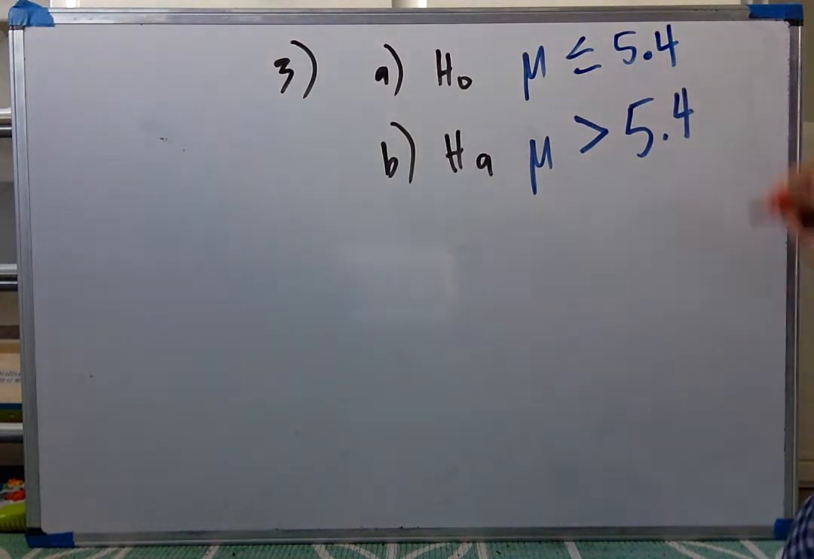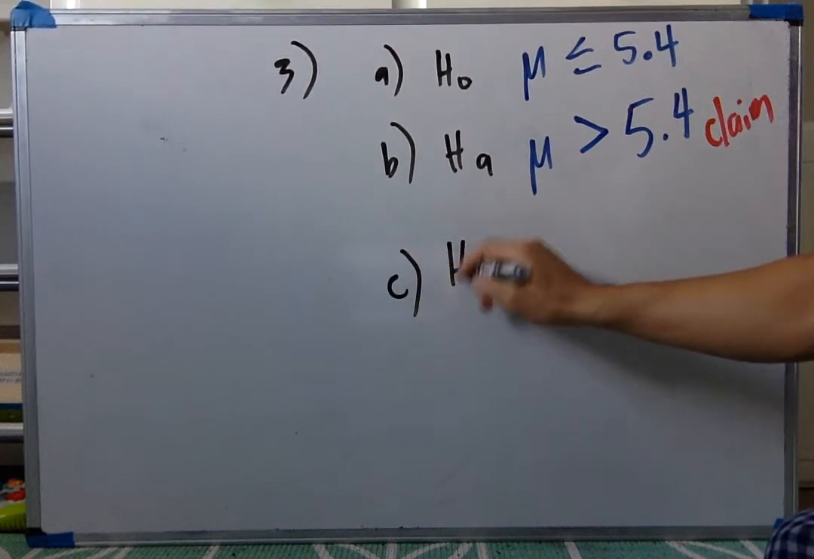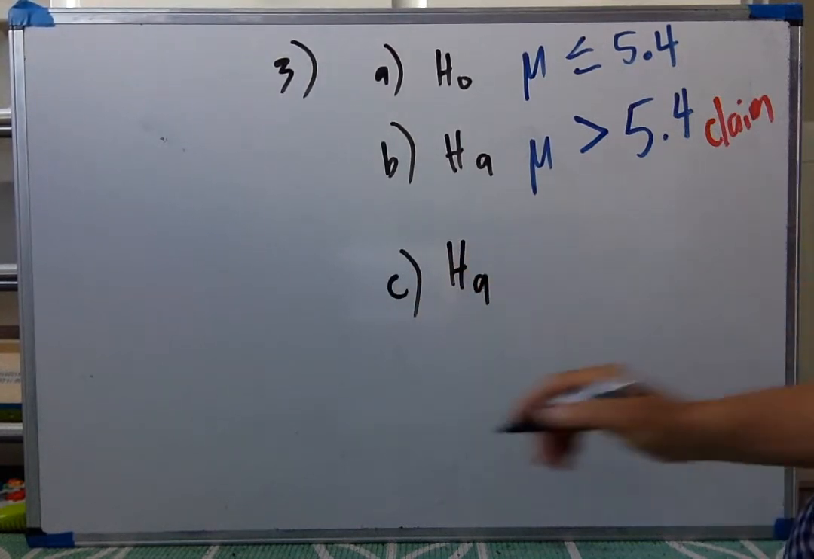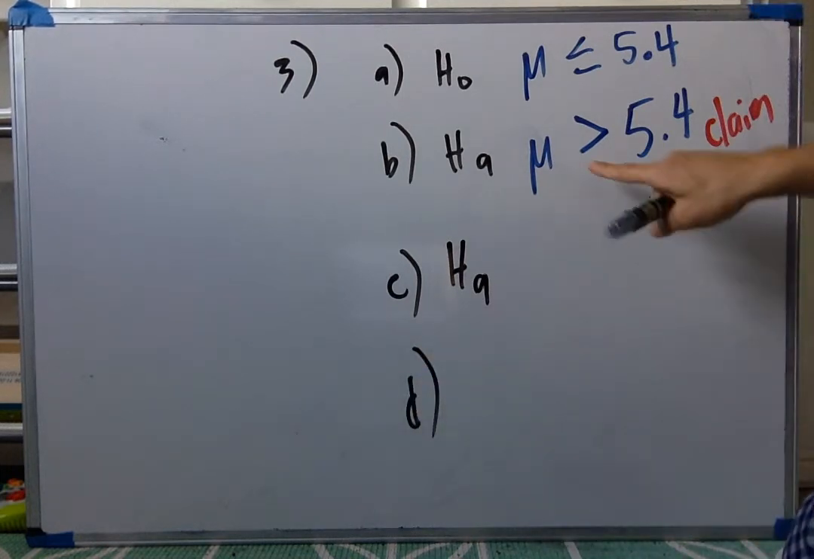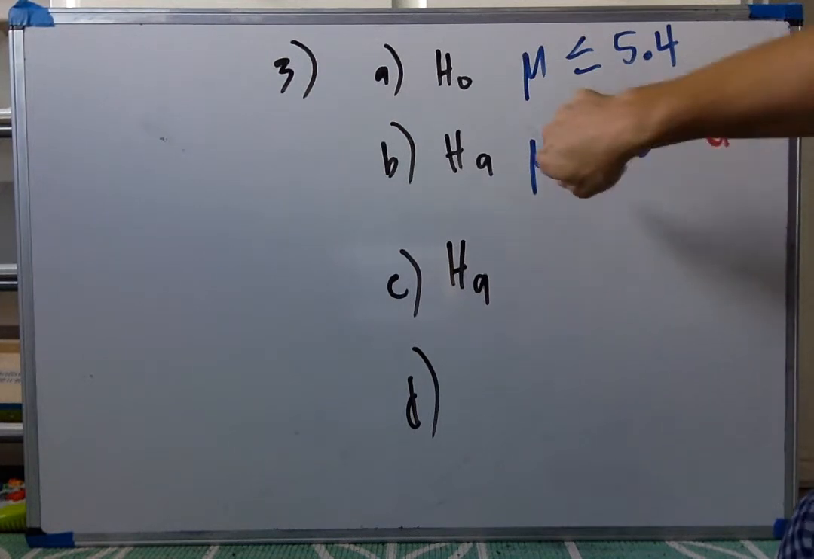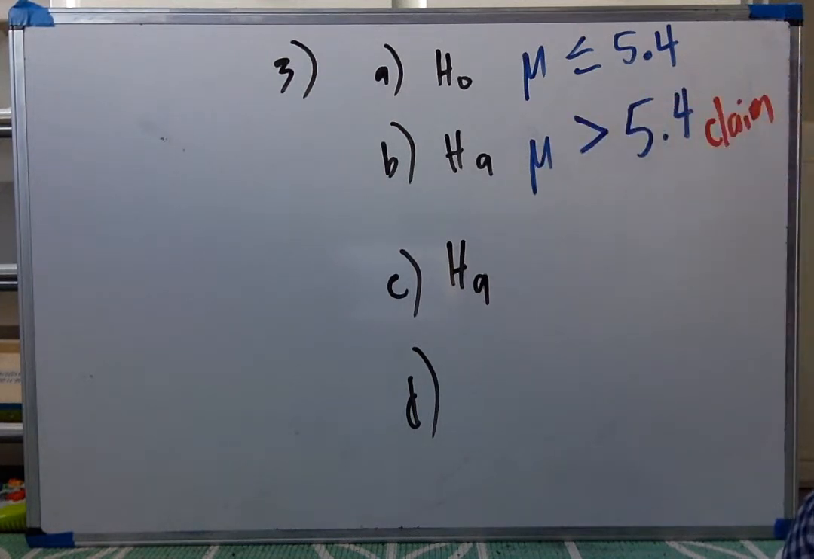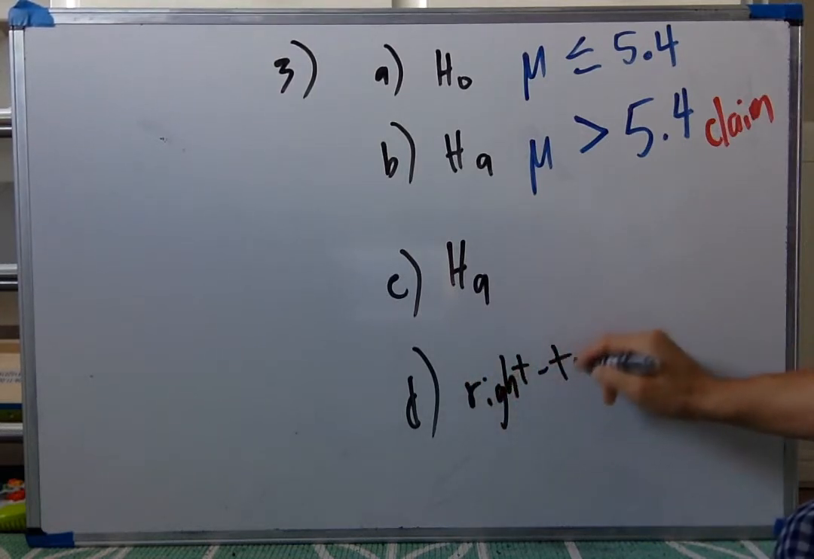And the way I wrote it, this is actually the claim the first time, right? The claim is that it's more than 5.4, over 5.4. So this time, which hypothesis is the claim? The alternative hypothesis is the claim. And then which test should I use? So again, I look at my alternative hypothesis. I should use the right tail test because the alternative hypothesis is pointing to the right. So this is a right tail test.